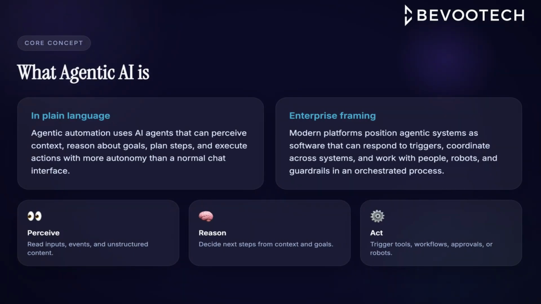Agentic automation uses AI agents that can perceive context, reason about goals, plan steps, and execute actions with more autonomy than a normal chat interface. In an enterprise setting, these systems respond to triggers, coordinate across systems, and work with people in an orchestrated process. The core functions include perceive, reason, and act.